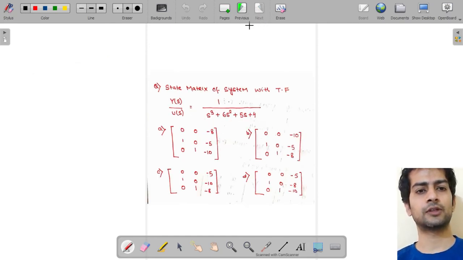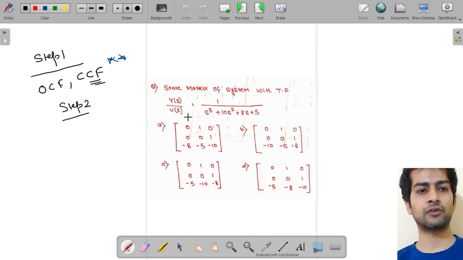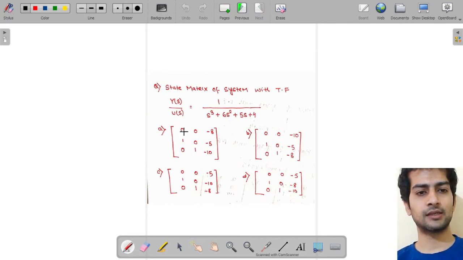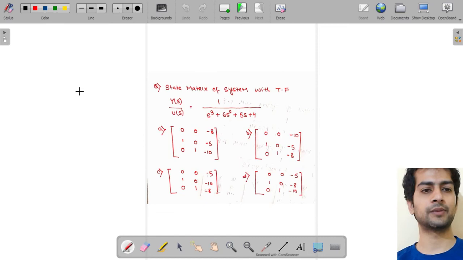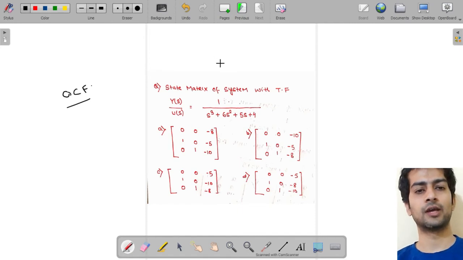So I told you the first step is always to try to figure out whether the state model is in OCF or CCF. Here we can see that 0 1 0 1 0 1 is in the first column, then 1 is getting shifted. It means it is in OCF. So this is the first step, a very important step.